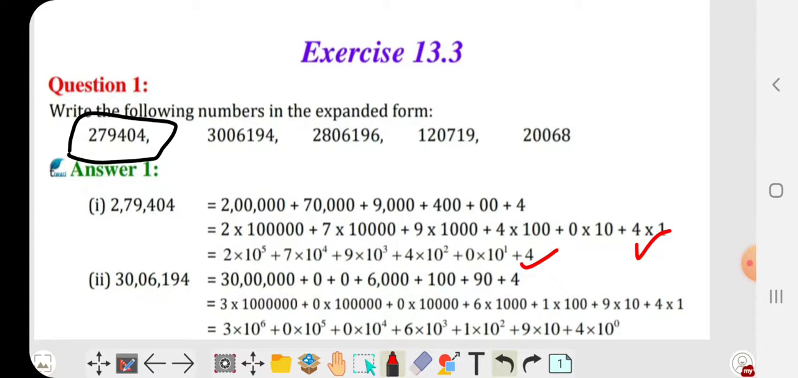4 into 1 is 4 simply. So this is the expanded form. This is the answer. Now similarly you have to do other parts also. Just have a look at the second part.